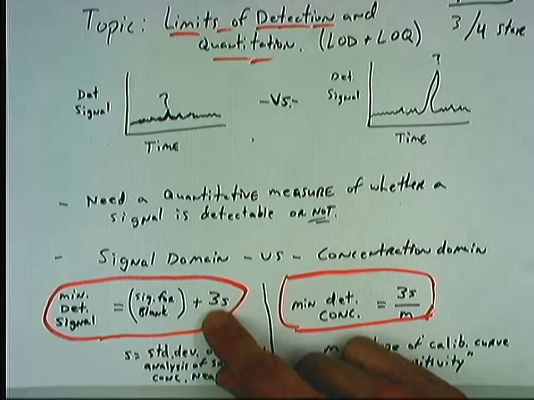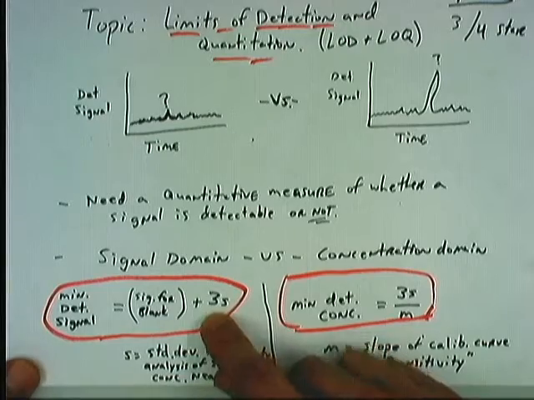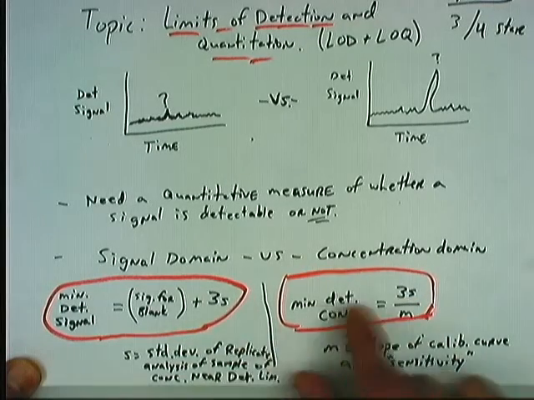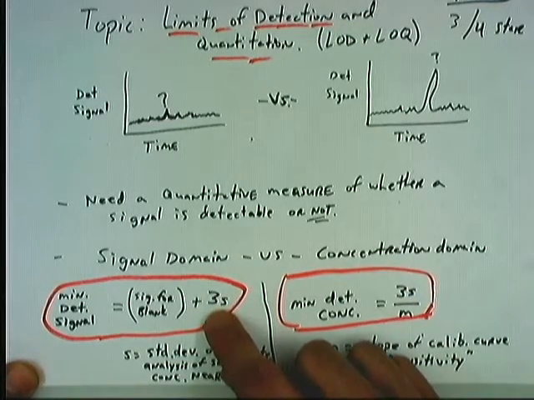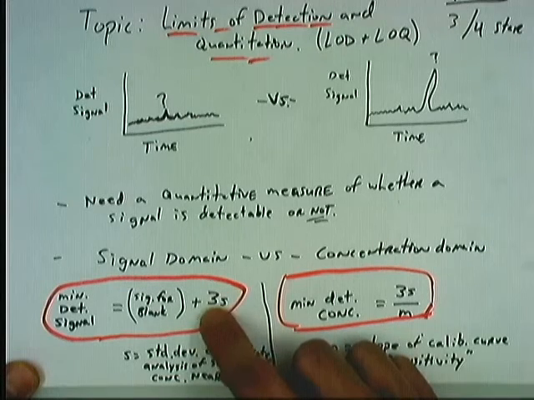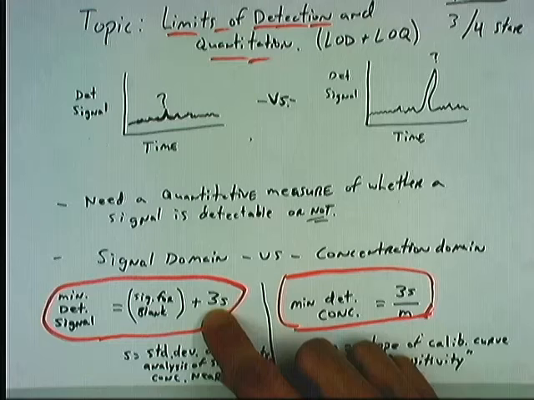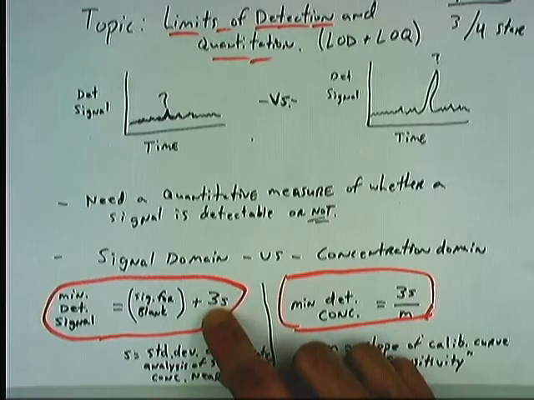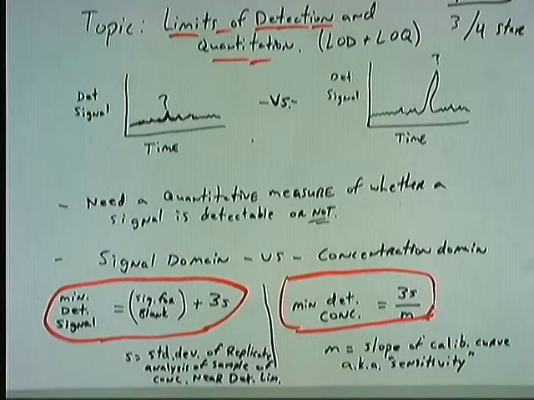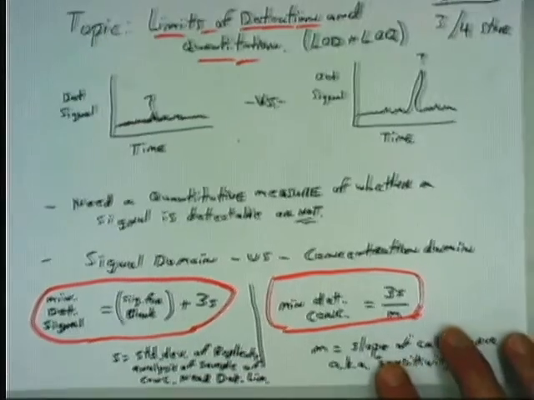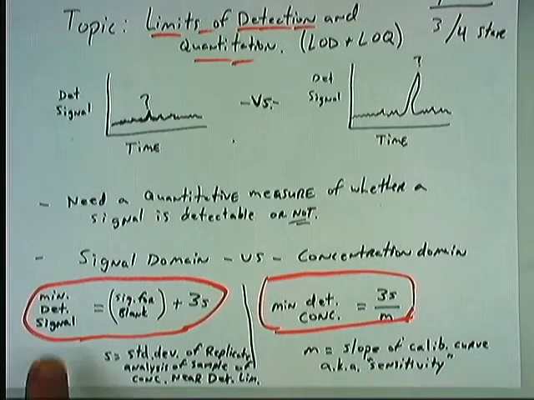So this 3s standard that we're going to use for detectability, it's also going to show up over here when we talk about that stuff. It's rooted in the Gaussian distribution. If you're that far away from the mean, it's very unlikely that you did that by accident. So there's really a rationale for that. It's really not just randomly chosen. If you're that far away from the mean, you're pretty sure that what you've detected is a true detectable signal. So that's the signal domain, minimum detectable signal.